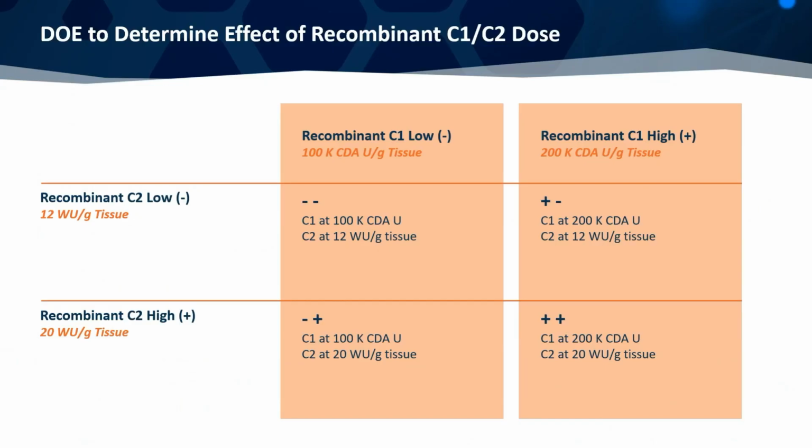So this is the DOE that we did. There is a low and high dose of recombinant class 2 collagenase, either 12 or 20 Wunsch units. There is also a low and high dose, as you can see on the top, of recombinant collagenase, either 100,000 CDA units per gram of tissue or 200,000. You can see the pluses are the high and the minuses are the low. And so what we did was a series of isolations.